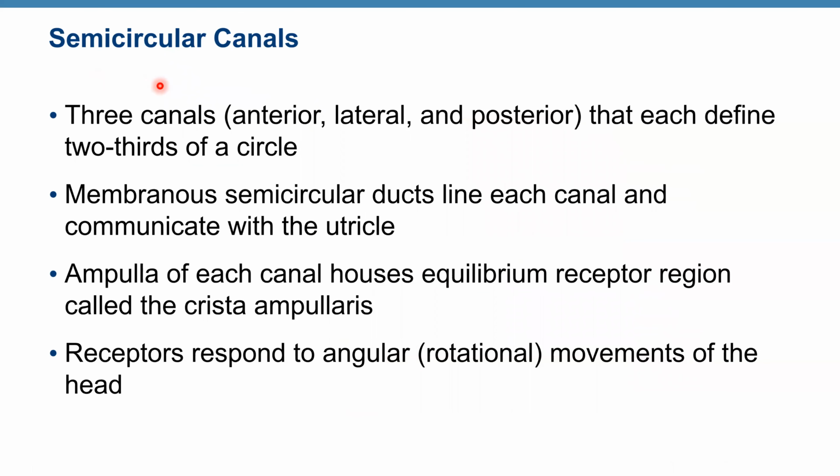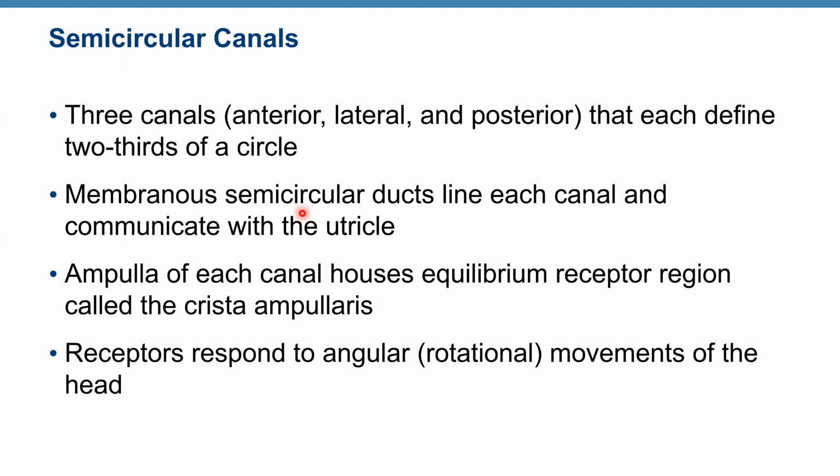Now semicircular canals are also involved in equilibrium and motion, not in hearing. You have three canals: anterior, posterior, and lateral. Each defines 2/3 of a circle. Now, semicircular canals are bony structures. Inside this bony structure, we have membranous structures called semicircular ducts, each one inside each canal. And they communicate with the utricle.